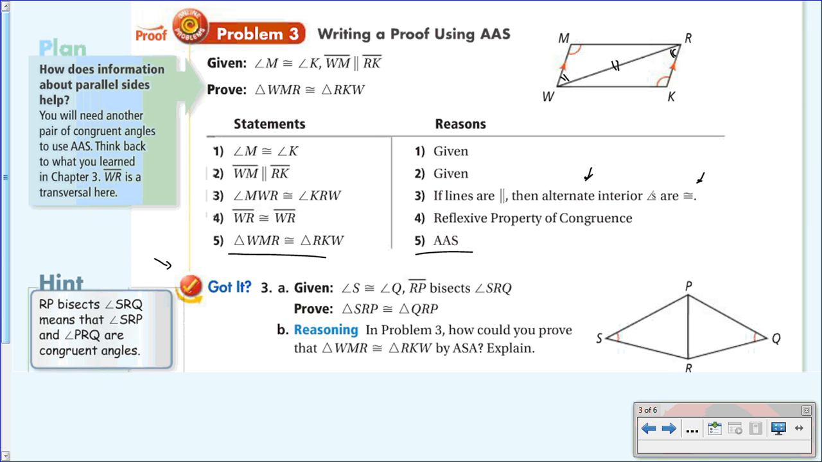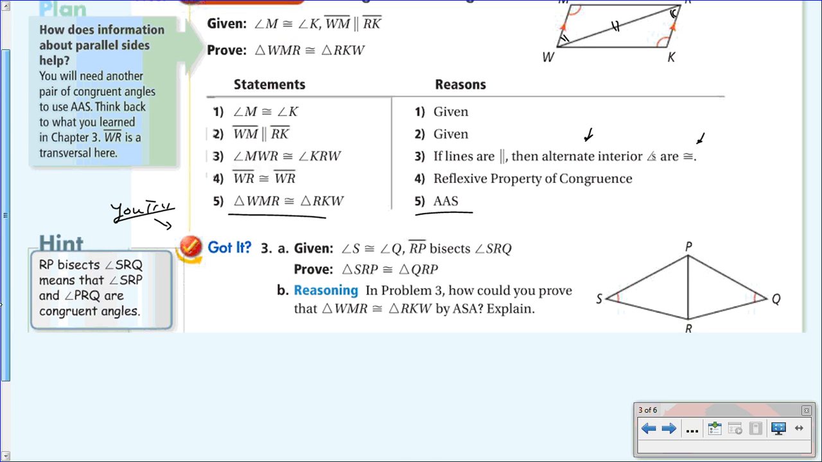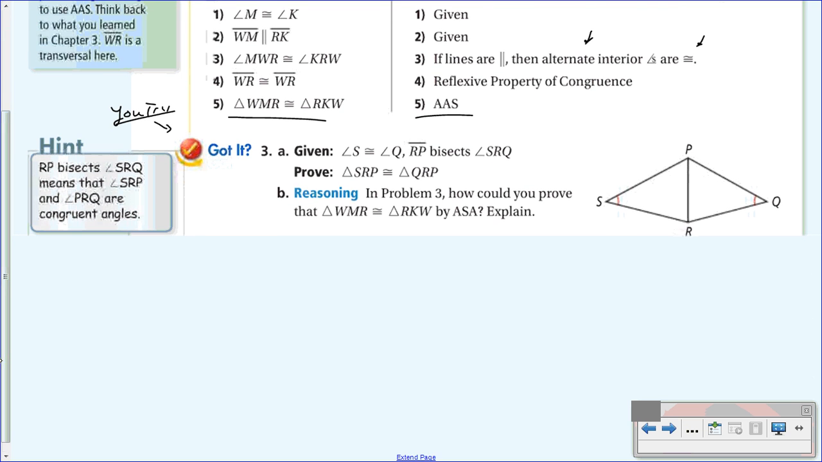Now I want you to try one. And yes, it's a proof. This is your U try. So pause the video, take a few moments, and figure it out. All right, so let's get proofing. My favorite proof is the two-column proof, where you have your statements on one side and your reasons on the other.